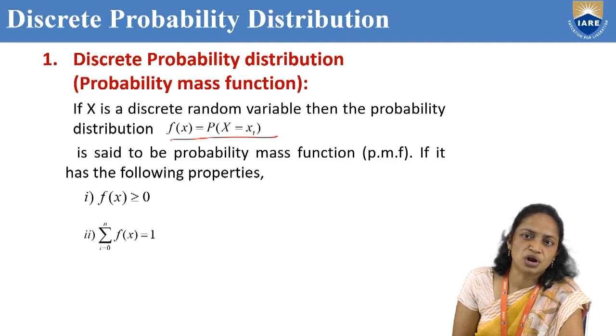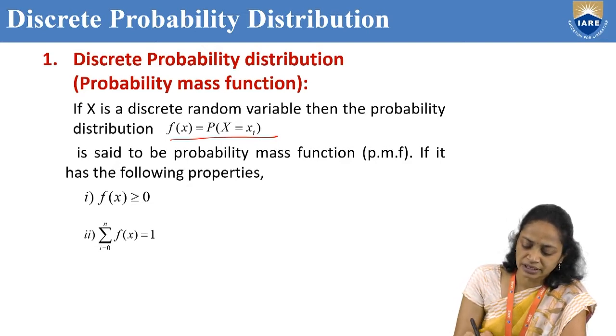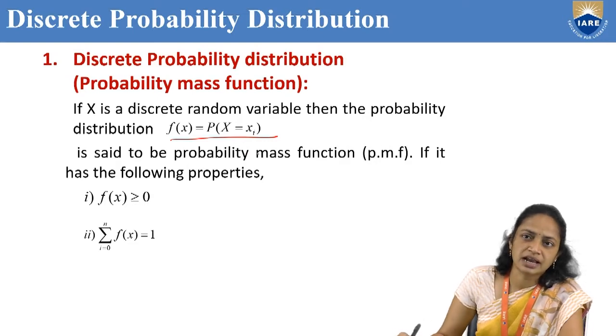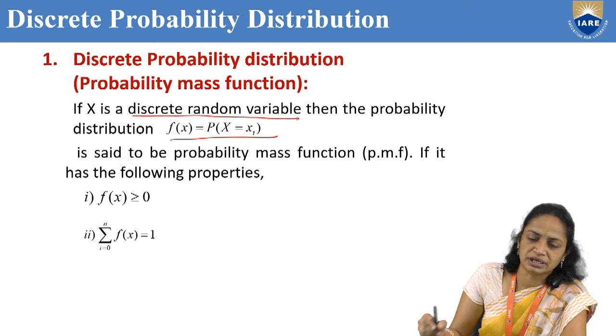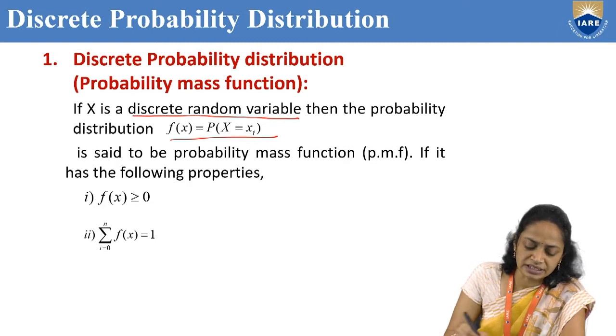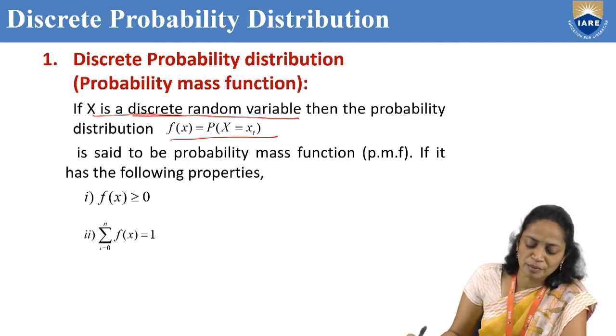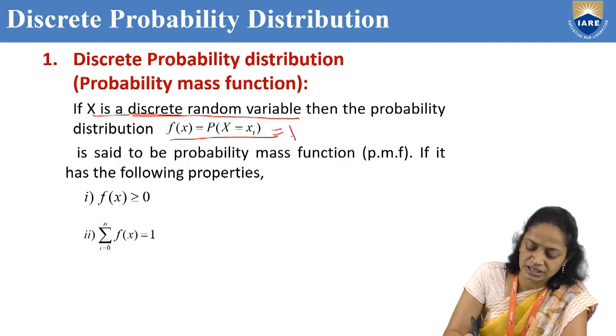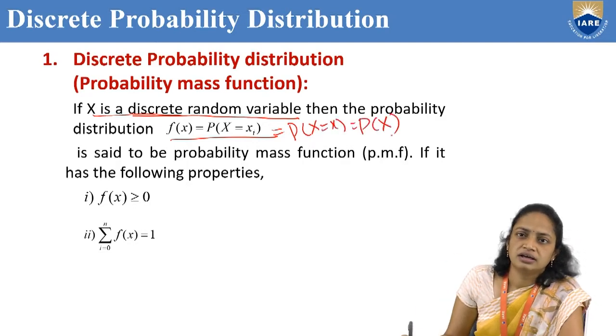If it has the following properties. First one, f of x greater than or equal to 0, and the second one is summation f of x equal to 1. So what is a discrete random variable? Discrete random variable means the range of the random variable is finite. If the range of the random variable is finite, then we can call it a discrete random variable. If x is a discrete random variable, then the probability function f of x equal to p of x equal to xi, or p of x equal to x, is said to be probability mass function.